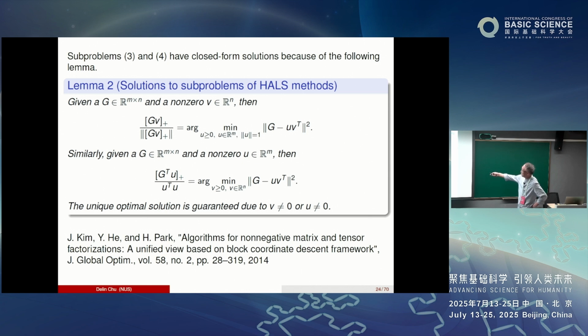Now we can show a very simple lemma. Suppose we have a matrix G and a non-zero vector v, then the solution to this minimization problem is given by this formula. Here plus means if an element is less than 0, then we change it to 0. Similarly, we also have this result. By applying lemma 2, we get the exact solution for subproblem 3 and 4.